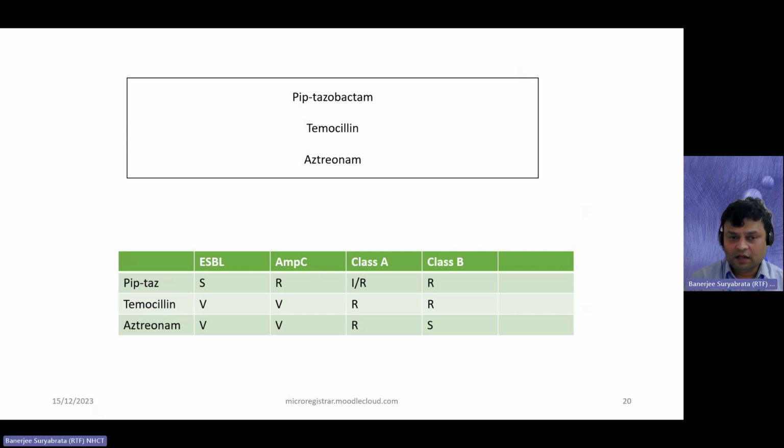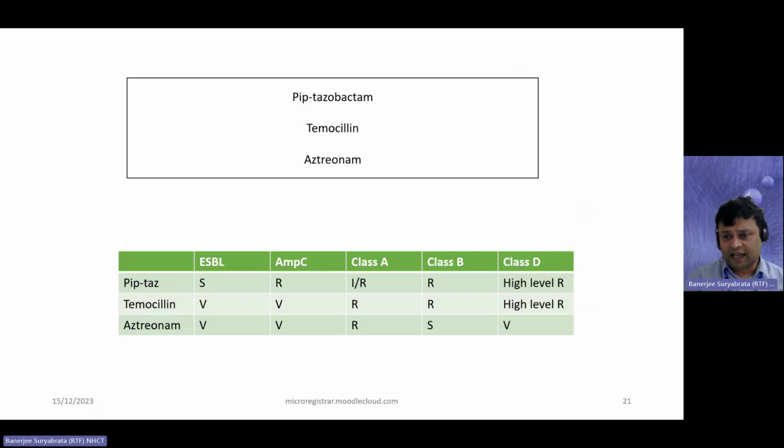Class B, piptaz and temocillin will be resistant, but aztreonam will be sensitive. So class B are often unable to hydrolyze aztreonam, which is a property that can be used, but it is not always true. For example, NDM type 1, NDM-1, can actually hydrolyze aztreonam. So it is not always true, but examiners have to give you some hint. So they might put it like aztreonam sensitive to tell you, think about NDM or think about class B.